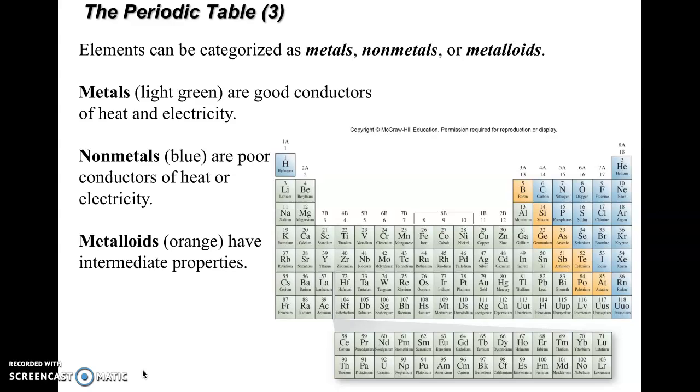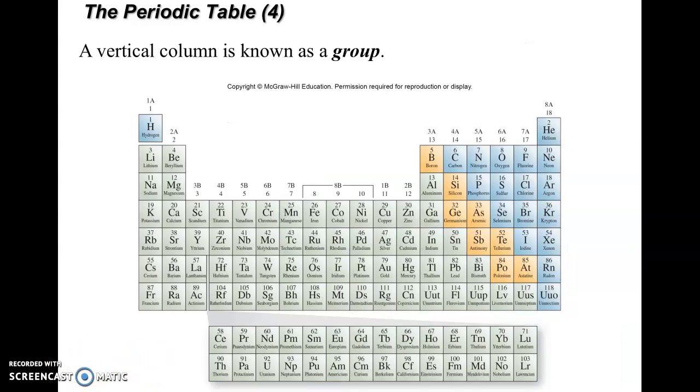Remember, we said that metals are good conductors. These metalloids are often called semiconductors because they only conduct electricity partially, and that makes them very good for the computer industry, as we know.